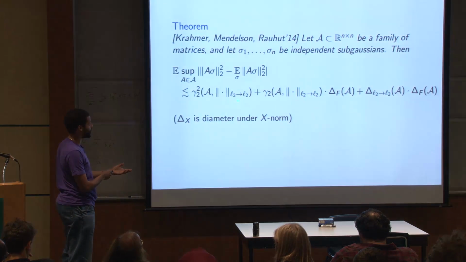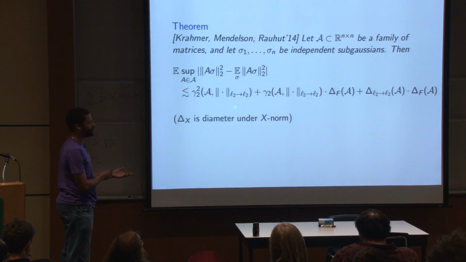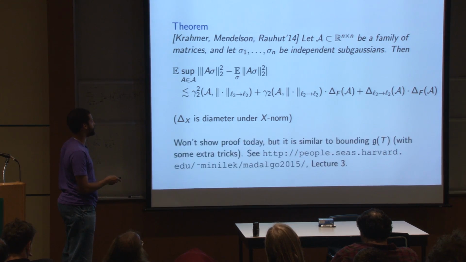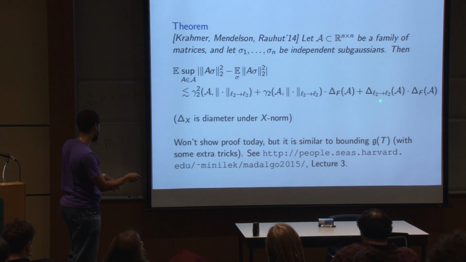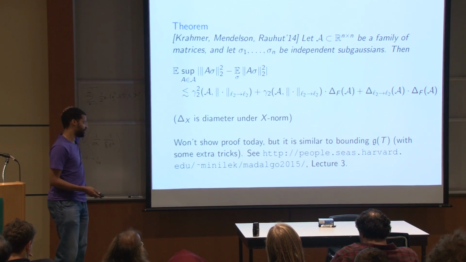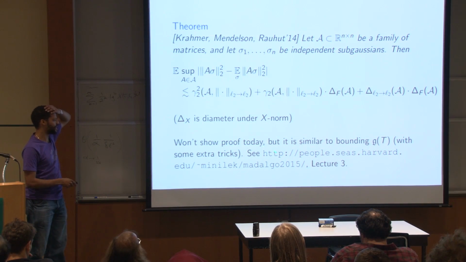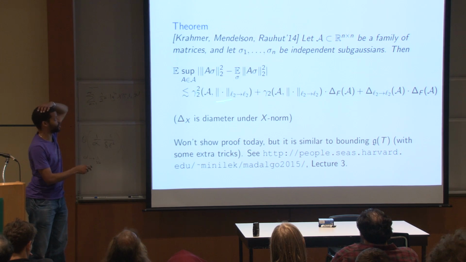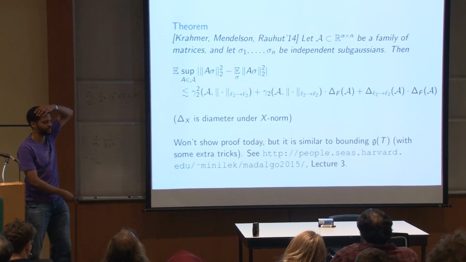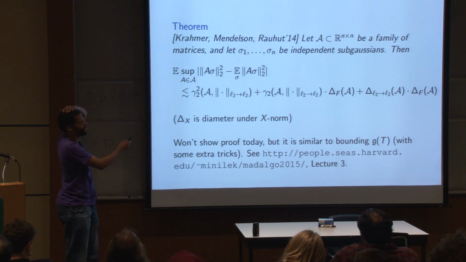And the underlying metric is the operator norm of the difference of two matrices. It also depends on the radius of the family of matrices, or diameter, under Frobenius norm as well as under the operator norm. I'm not going to show the proof today, but it uses similar ideas to what I showed you, plus extra tricks. There was a summer school at MADALGO recently, and I showed the proof there and put it in lecture notes, if you want to read them. Or you can read the original paper.